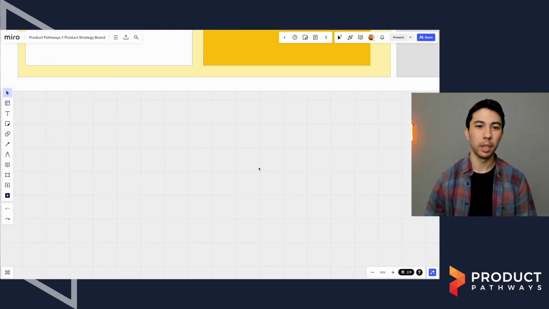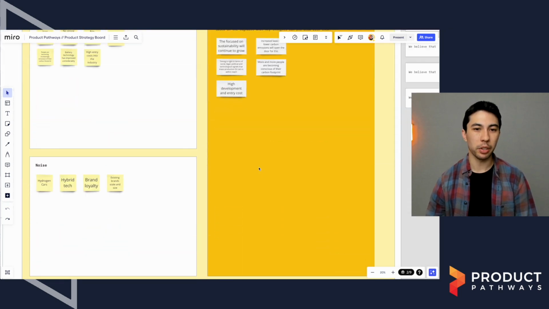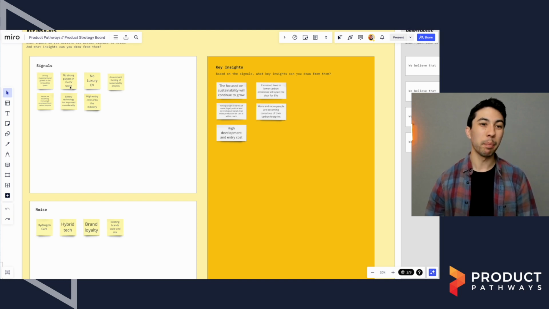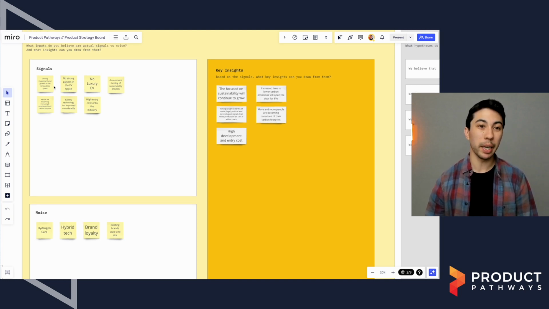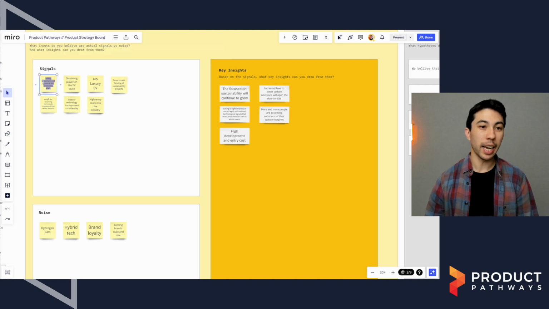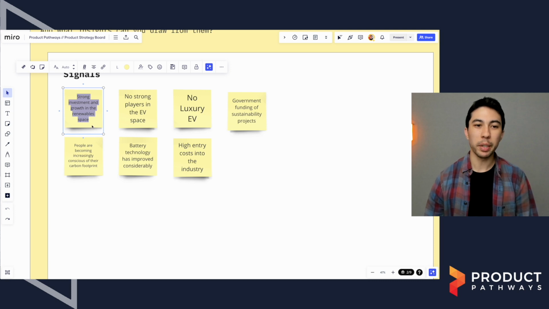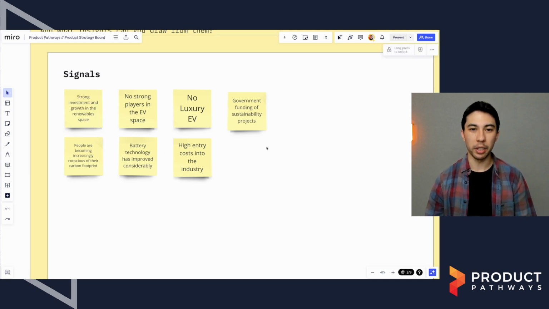I'll give you an example. If we go down below to the Tesla example, we said hydrogen cars, noise. Hybrid tech, maybe just noise. But some strong signals might be things like, you might not be able to read that, I'll zoom in, there is strong investment and growth inside renewable energies.